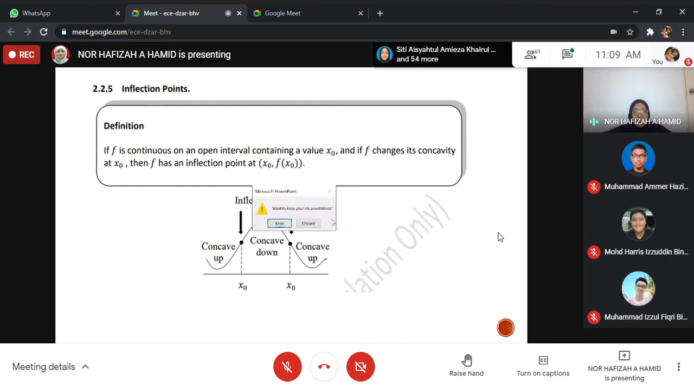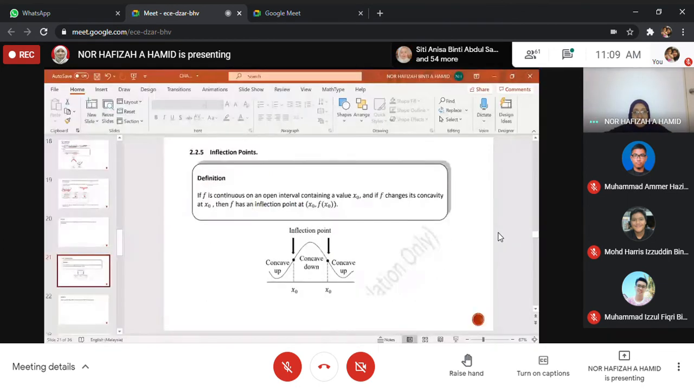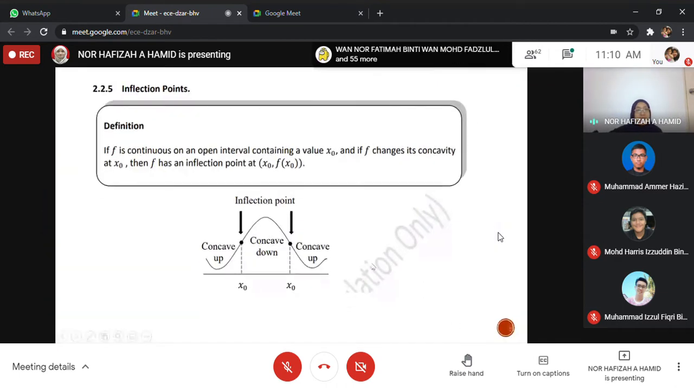Okay, for inflection point, the definition: if f is continuous on an open interval containing value x0, and f changes its concavity at x0, then f has an inflection point at x0. So the definition of the inflection point is the point where the concavity changes.